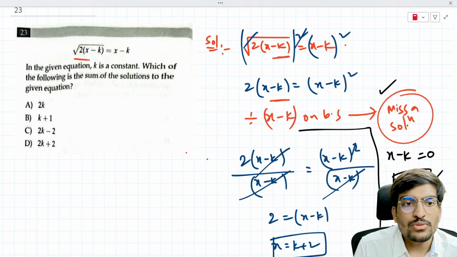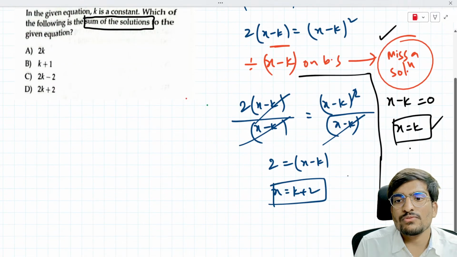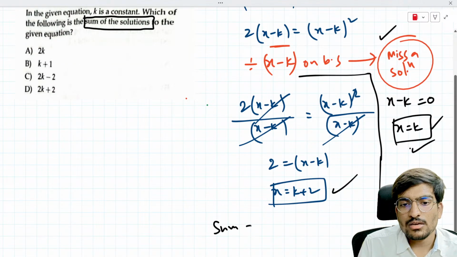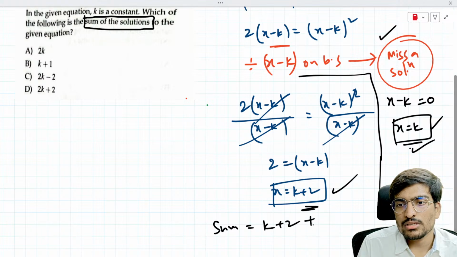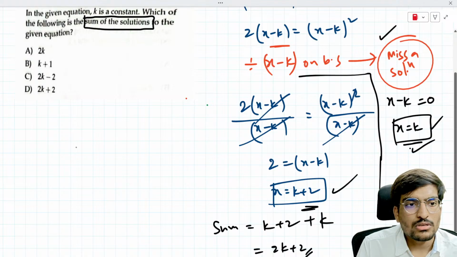So now the main question is the sum of the solutions. So what is the sum of the solutions? We got one x is this, the other one is this. Sum equals, one solution is k plus 2 and the other one is k. So that is 2k plus 2. That is option D.